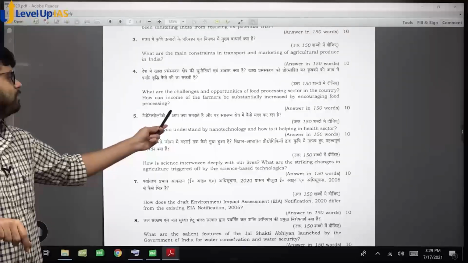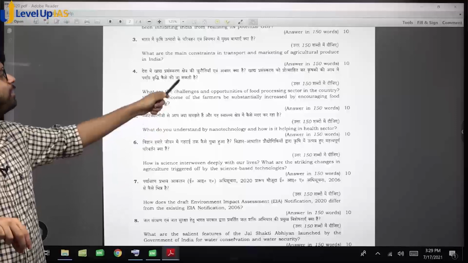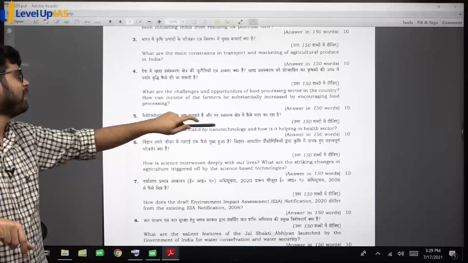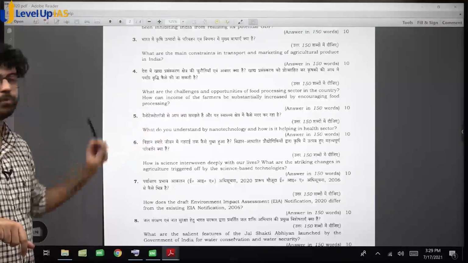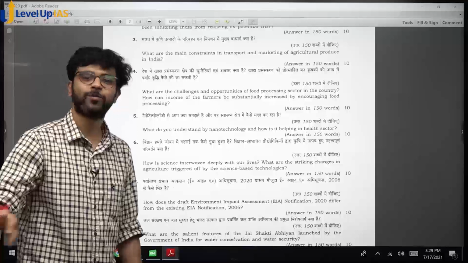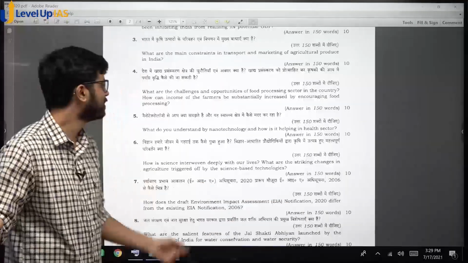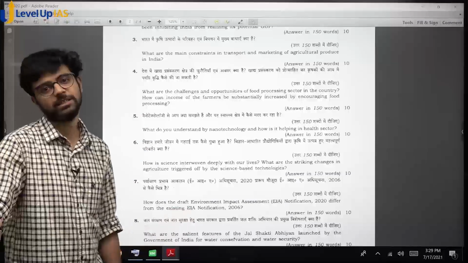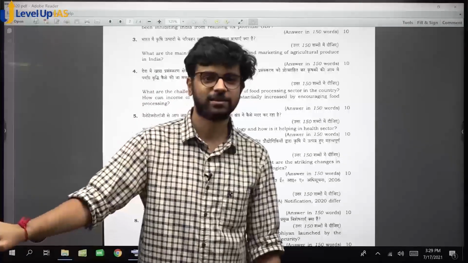Chalo. See, this question in 2020: what are the challenges and opportunities of food processing sector in the country? How can income of farmers be substantially increased by encouraging food processing? Is it not similar to the previous question that we saw? Small food processing industries, how do they help in improving income of farmers? Same question. UPSC repeats question in prelims, UPSC repeats question in mains.